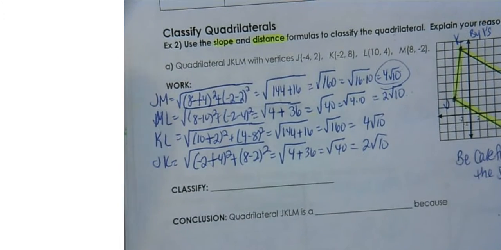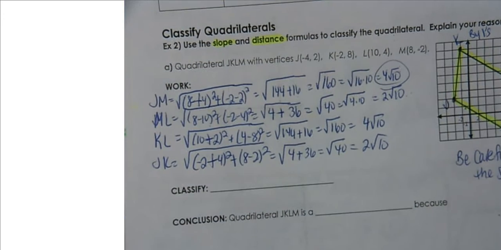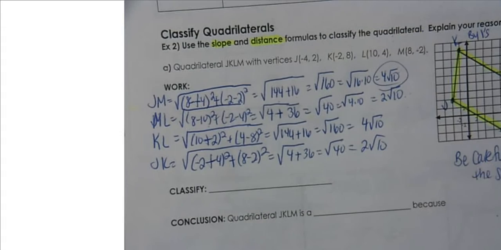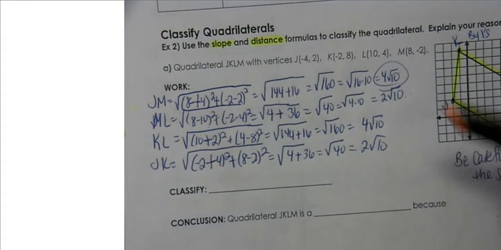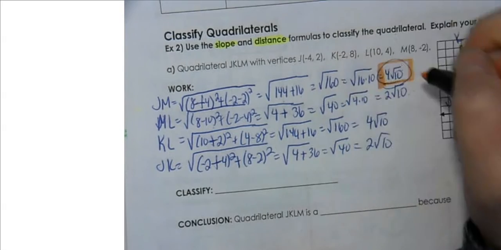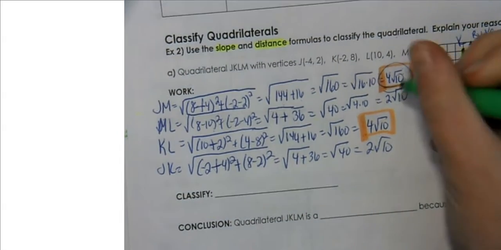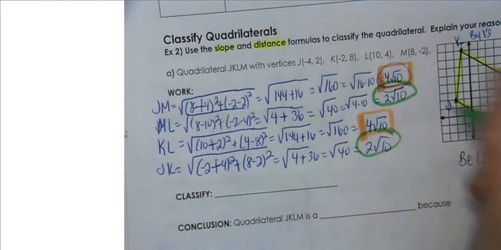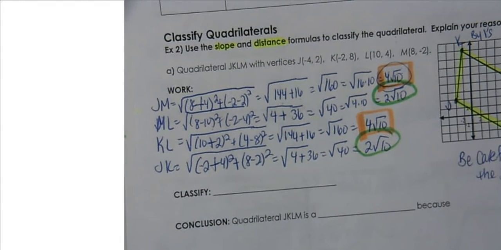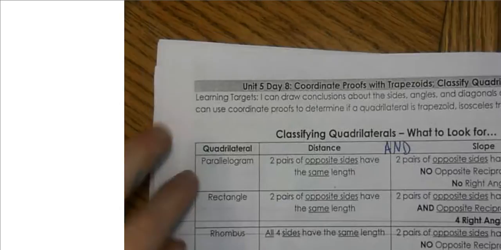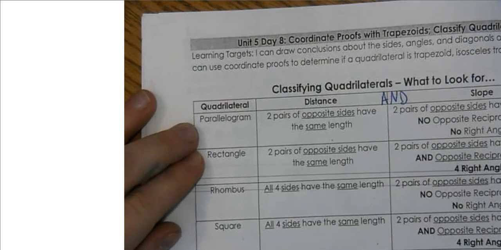So what we notice here is that we have opposite sides that are congruent to each other. I notice that we have 4 square roots of 10, 4 square roots of 10, and I see 2 square roots of 10 and 2 square roots of 10. So we have opposite sides that are congruent to each other, which tells me that this is either a parallelogram or a rectangle. So now I need to look at their slopes.